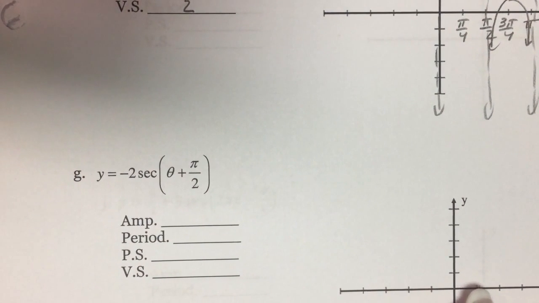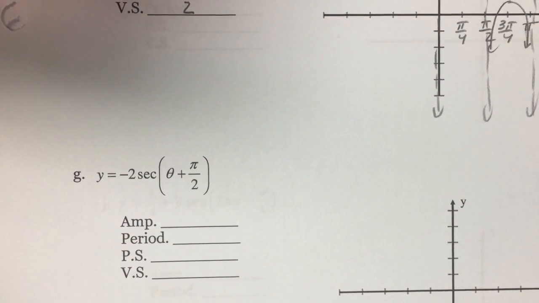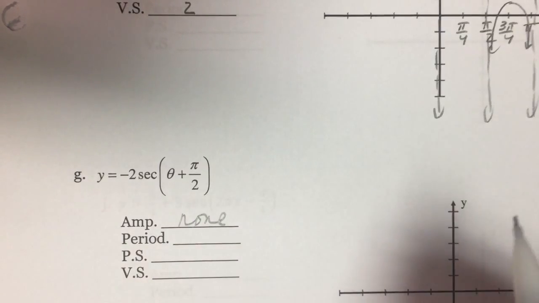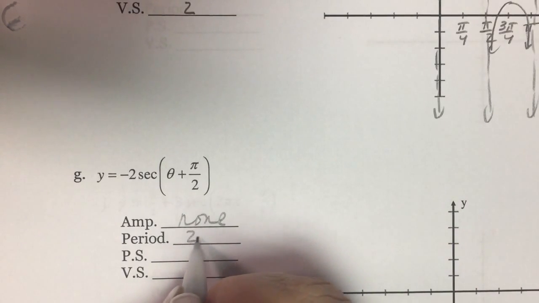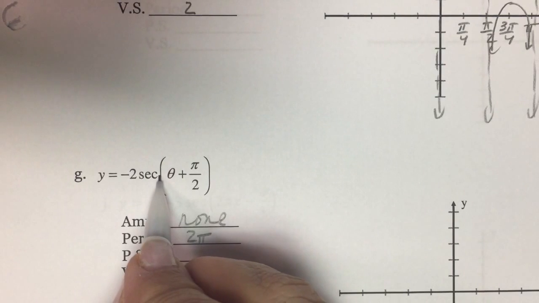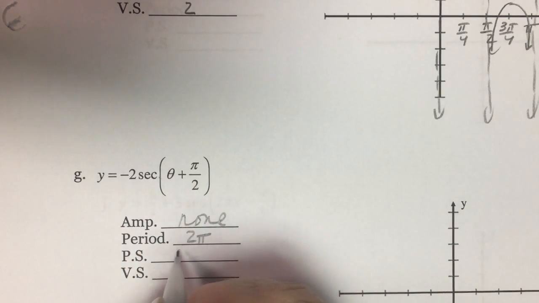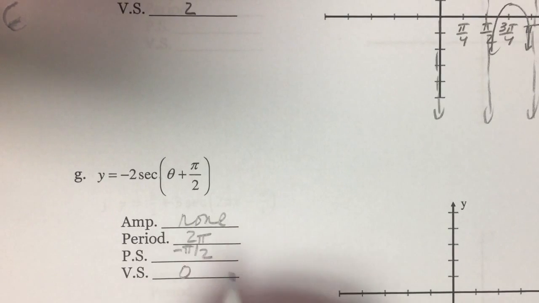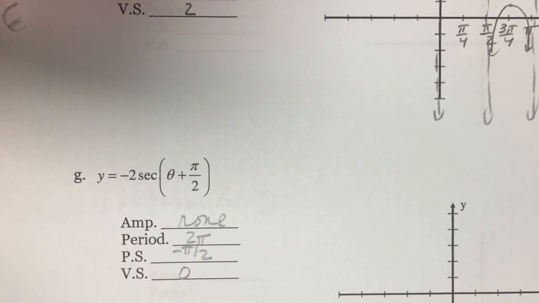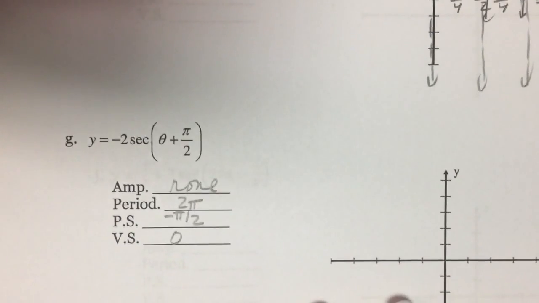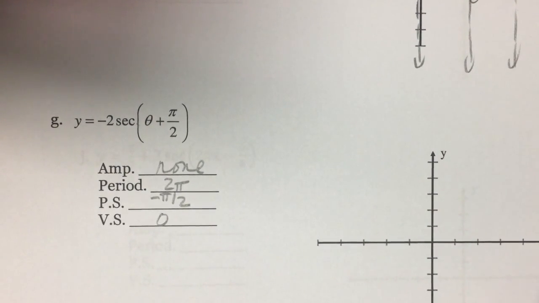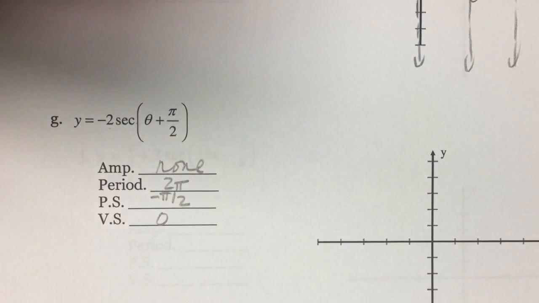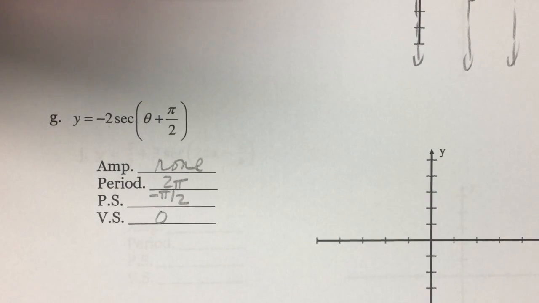Let's do this one. This one has a phase shift. So again, there's no amplitude. The period is 2 pi because the coefficient is 1 there. There's a phase shift of negative pi halves and a vertical shift of 0. So we have to talk about what this 2 and the negative do to the graph. As you know, the negative is going to reflect it.